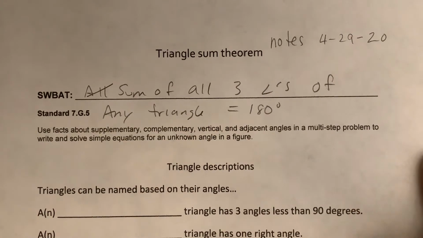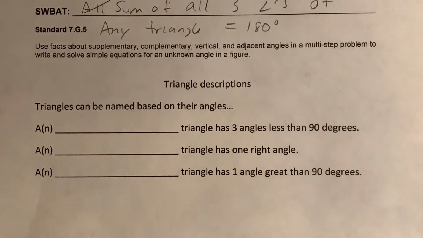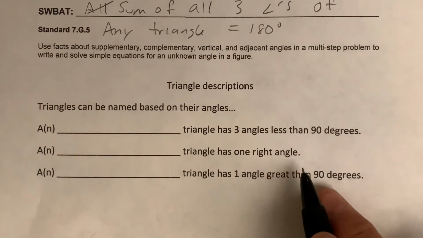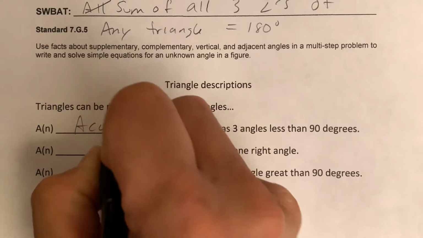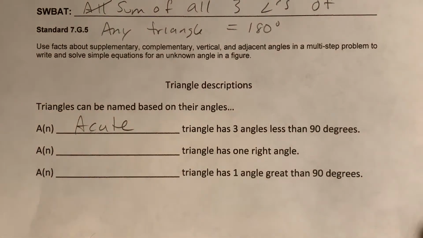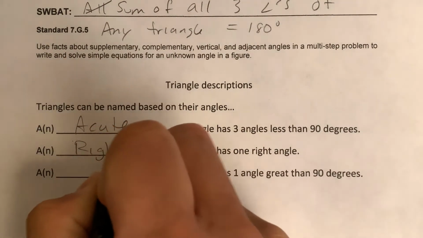You can describe a triangle based on its angles, and there are different names you can give based on its angles. The first one says it has three angles less than 90 degrees. Well, if it has three angles less than 90 degrees, that's an acute triangle because it has acute angles. A triangle that has one right angle is, of course, called a right triangle. We've dealt with those with the Pythagorean theorem, of course.